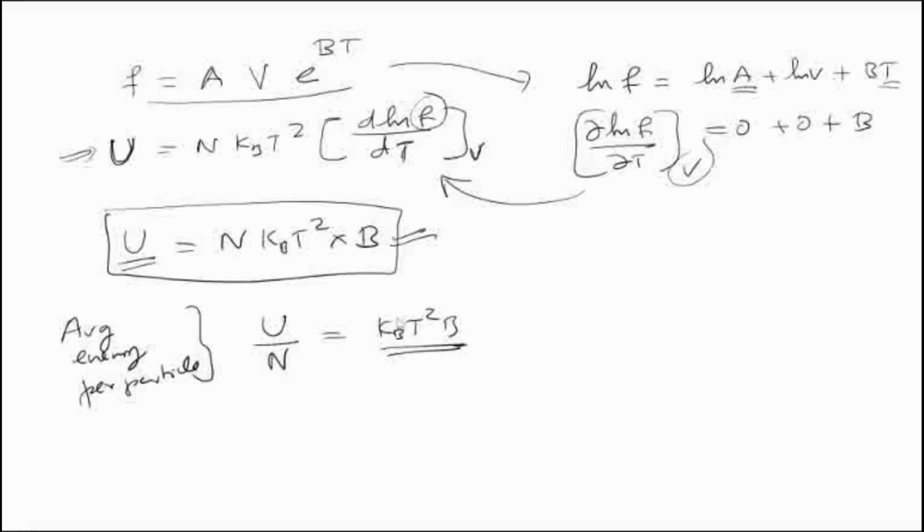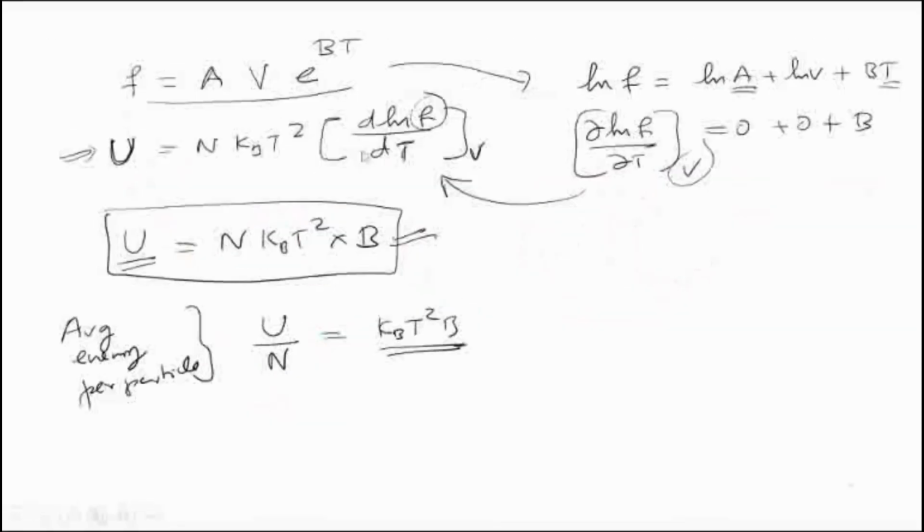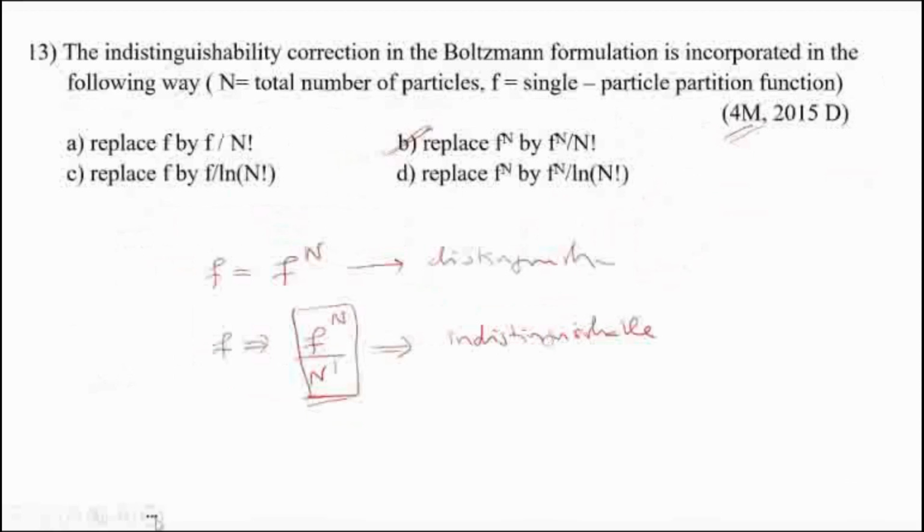But what we need to calculate is the internal energy per particle, right? The average energy per particle. So you have to divide the total value by the number of particles. So if you divide U by N, you will get the average energy per particle, which is equal to kB T² B. Okay, students, any doubt? Is it clear? Yes, sir. Okay. Right. Next one. So the correct option is option B in this case. Now let me go to the next question.